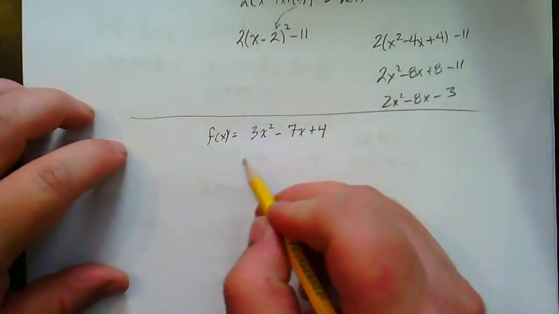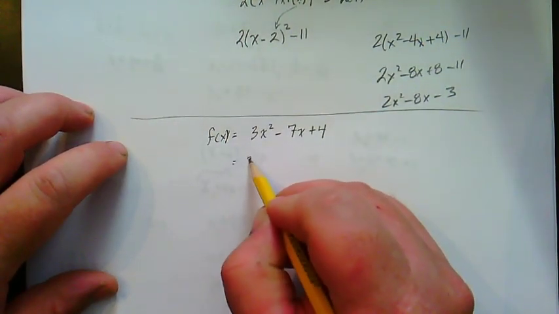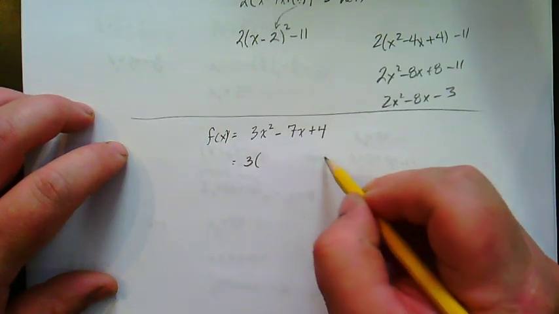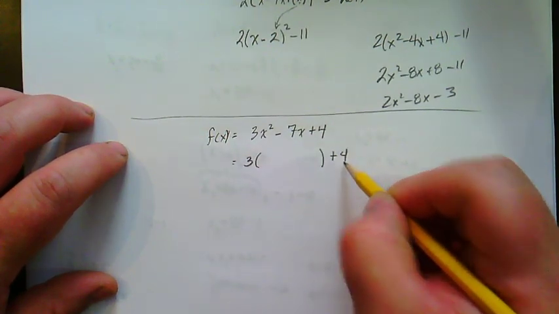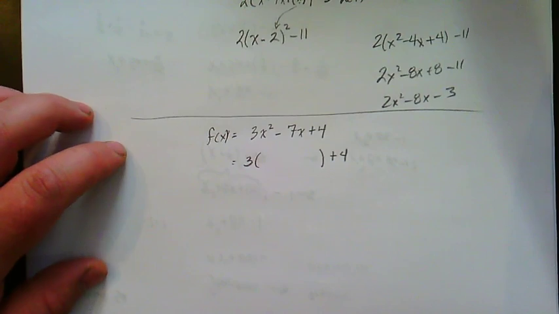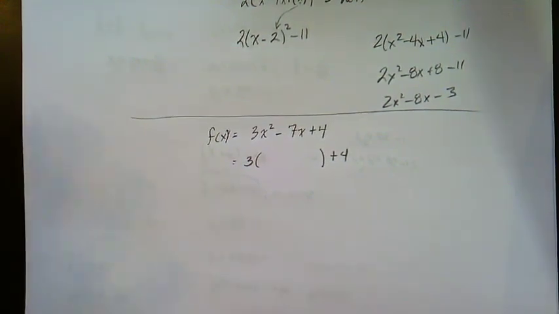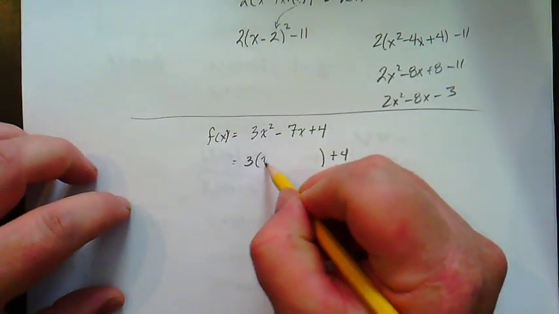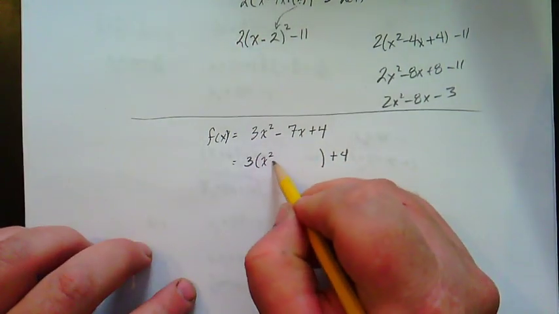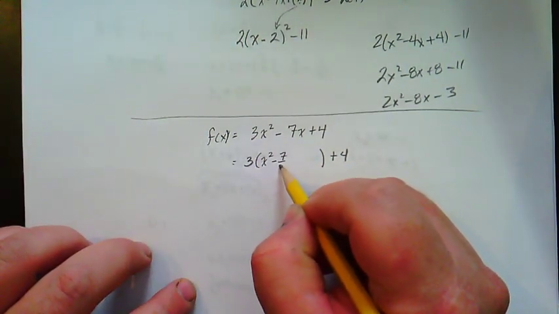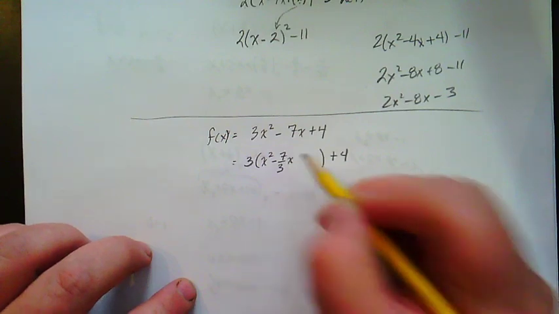So the first thing we're going to do is rewrite it. We're going to divide the 3 out of the first 2 terms. Like that. All right? So that's the very first step. We're going to take the 3 out. So this is x squared. That part's no problem. This is going to be minus 7 over 3 x.